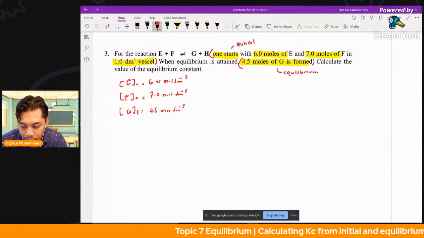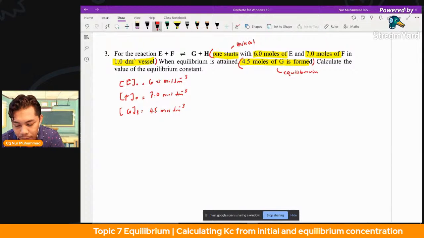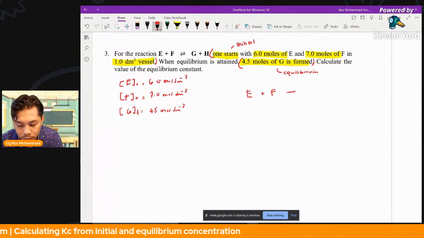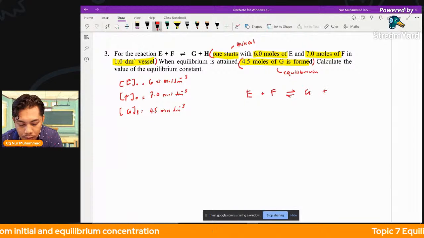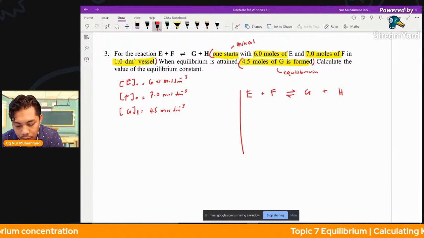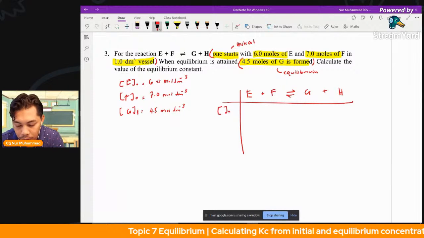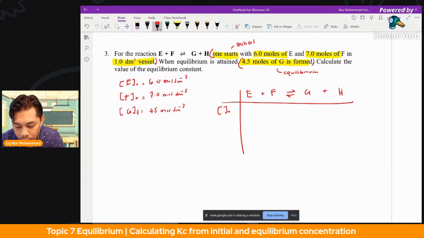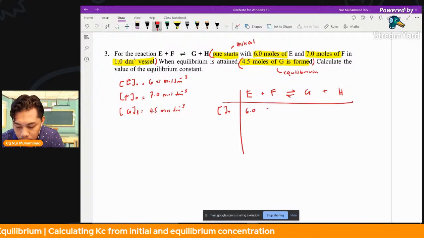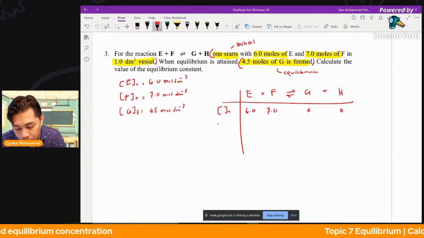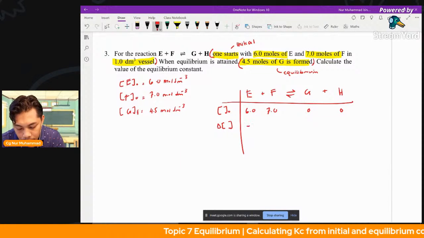Okay, class, focus carefully. First write the chemical equation: E plus F gives G plus H. And then calculate the initial concentration, which we already calculated earlier. So this one is 6.0, F is 7.0, and this one is 0, 0. That is the initial. And then the change of concentration. Change means that this is minus X.